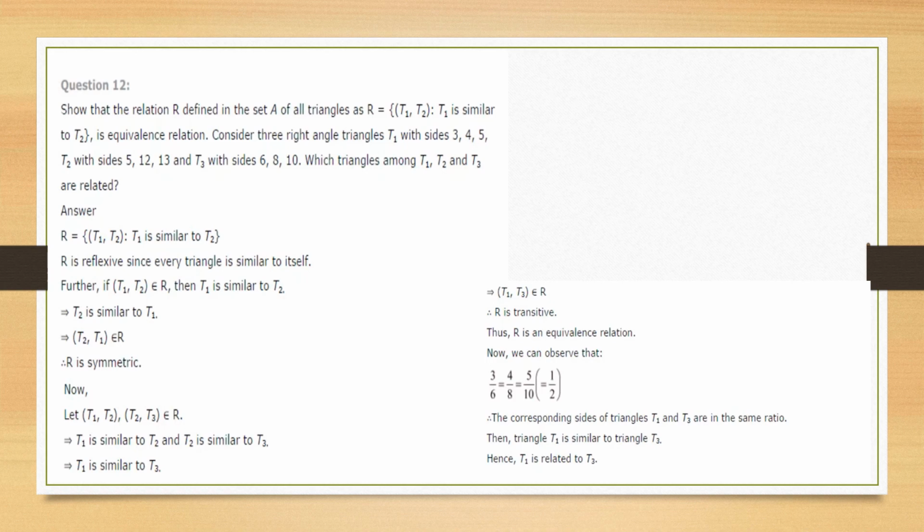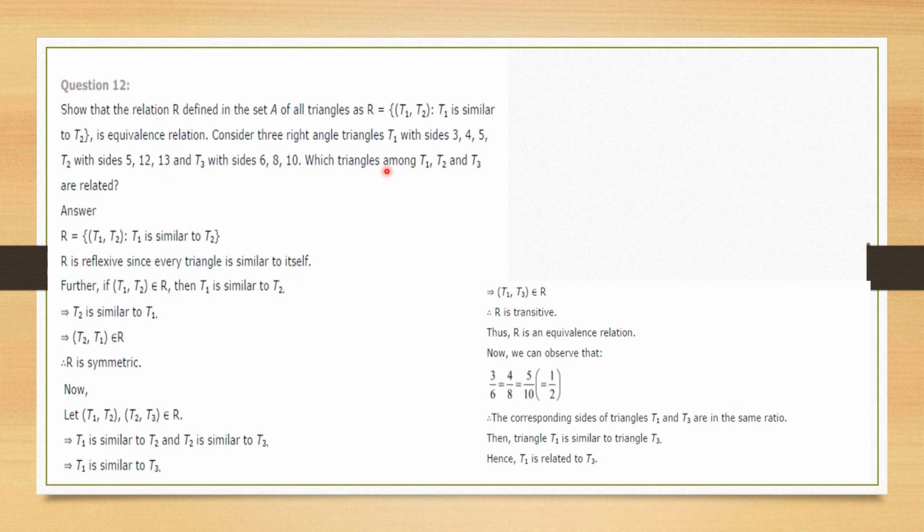Question number 12 of NCERT says: show that the relation R defined in set A of all triangles as T1, T2, where T1 is similar to T2, is an equivalence relation. You also have to show this: consider three right triangles with their dimensions, T1, T2 and T3, and show which triangles among T1, T2, T3 are related, that is similar. That can be compared by the ratio of their corresponding sides.